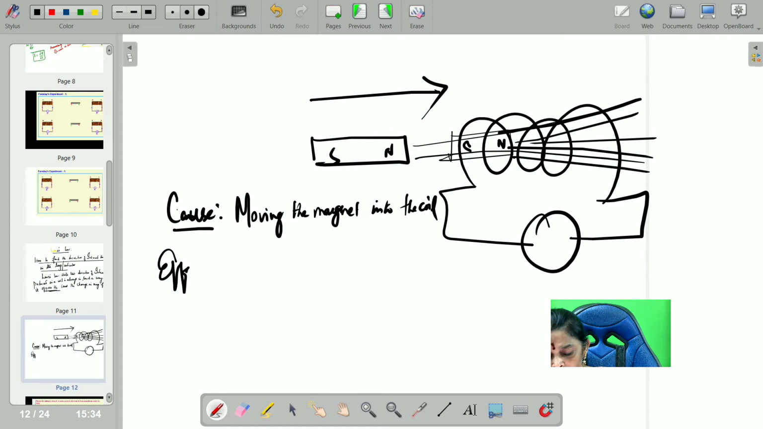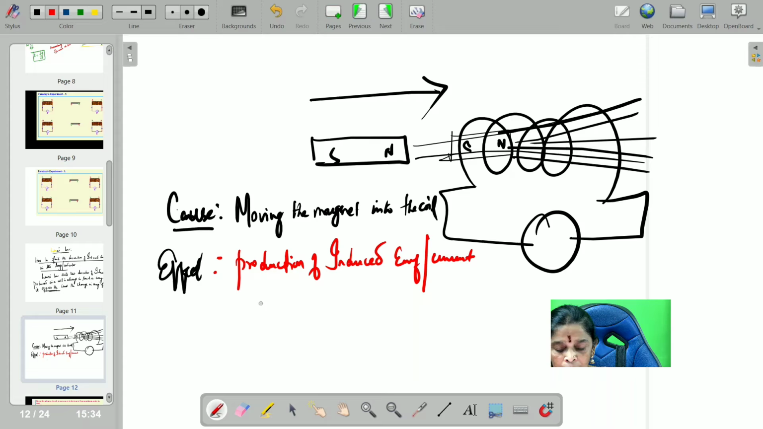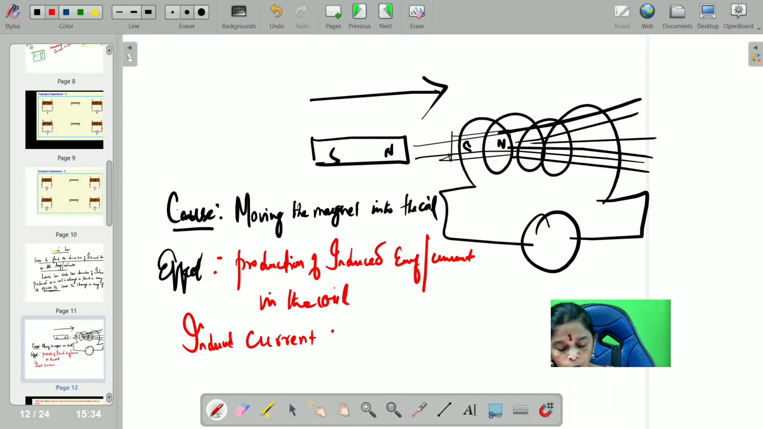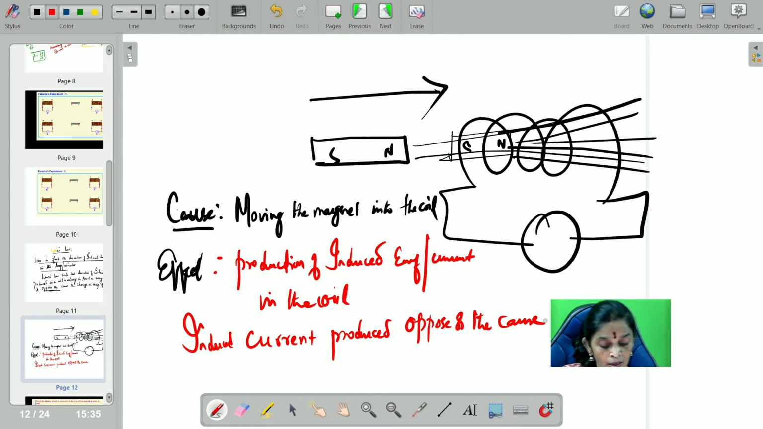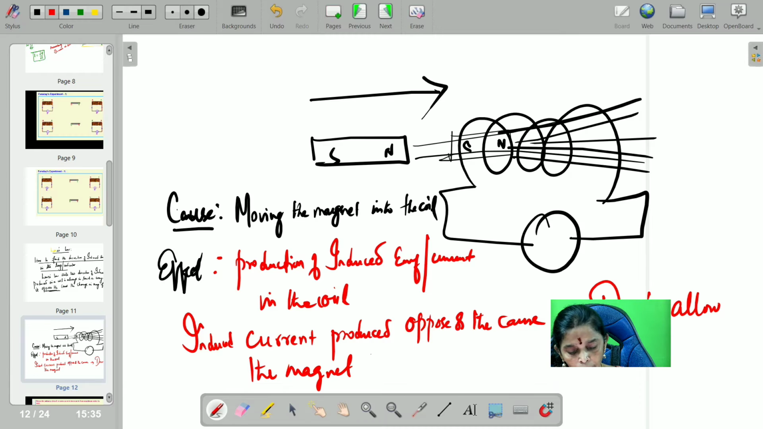What is the effect? The effect is nothing but the production of induced current or induced EMF, in the coil. So it opposes the cause. The induced current produced opposes the cause. Opposes the cause means what? It does not allow the magnet to come inside.